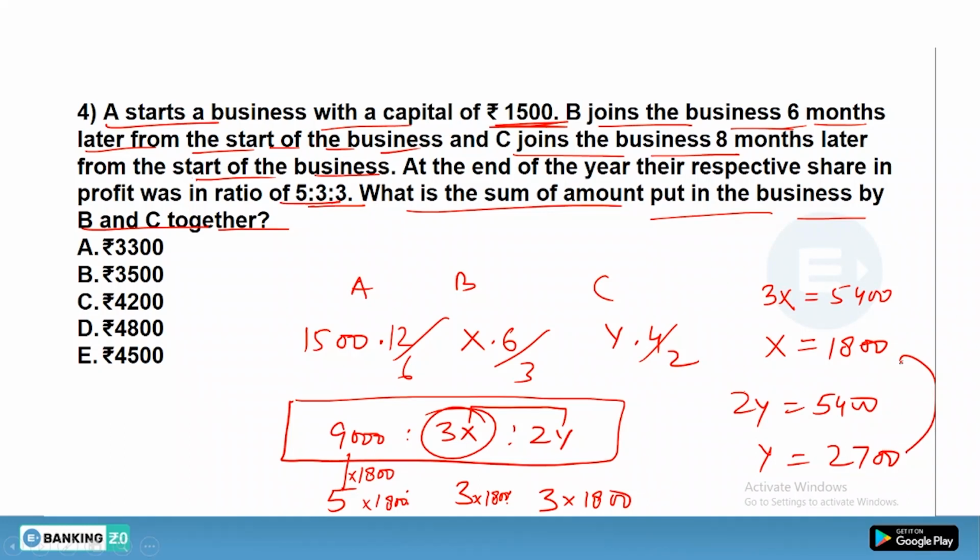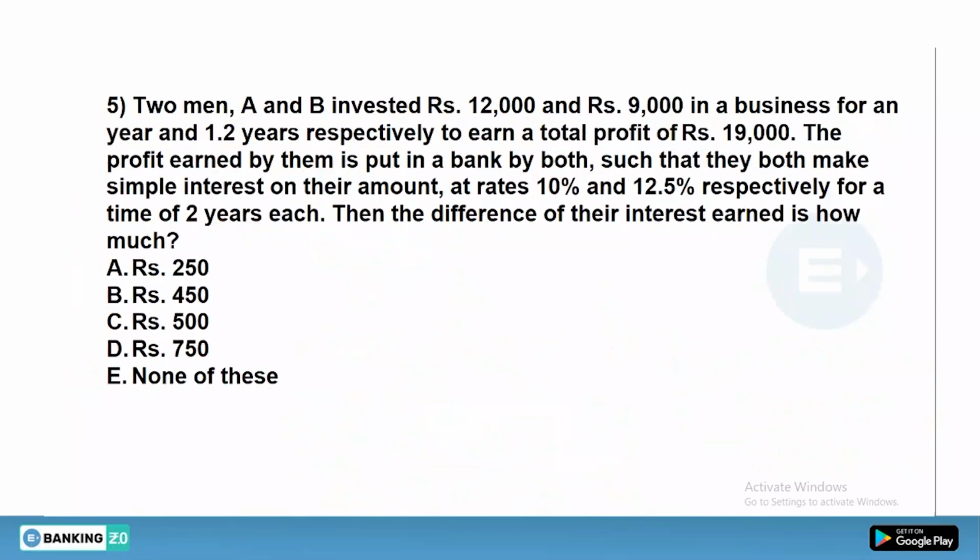Hence 18 and x and y, the sum of x and y would become 4500. So option E would be a correct answer. All right, let's move on to the next question.